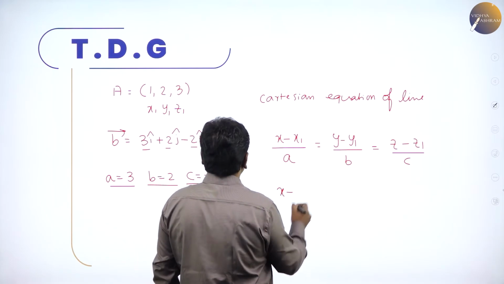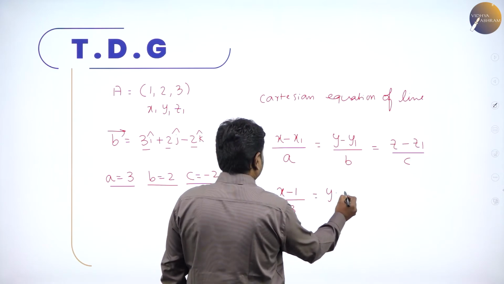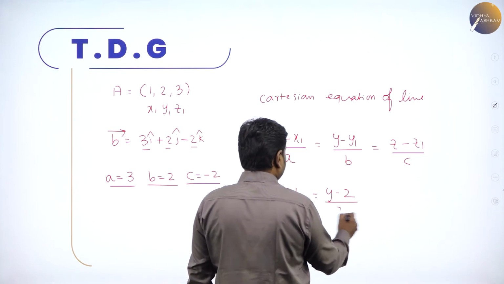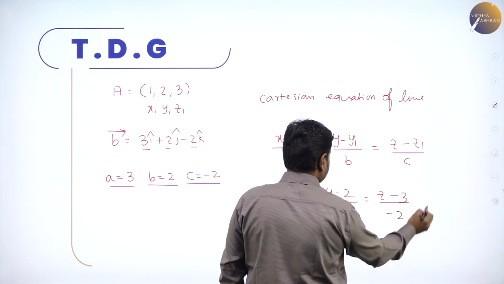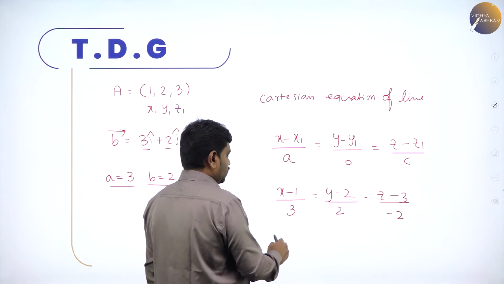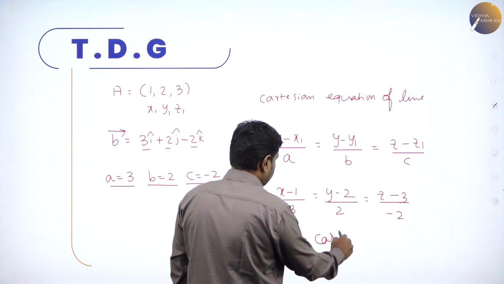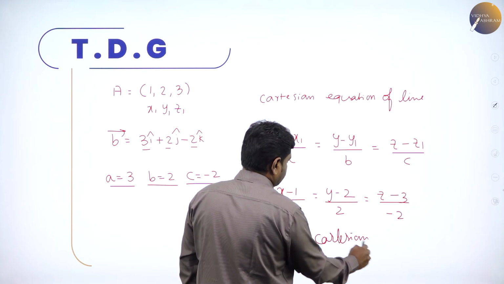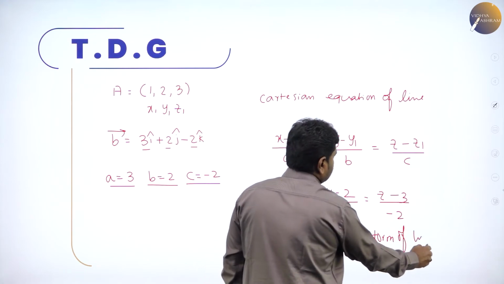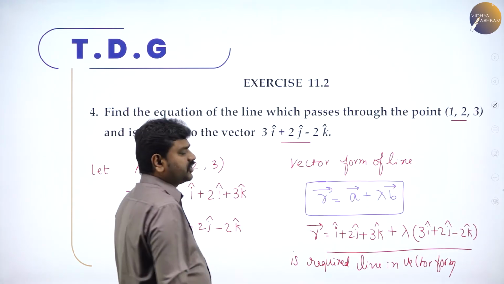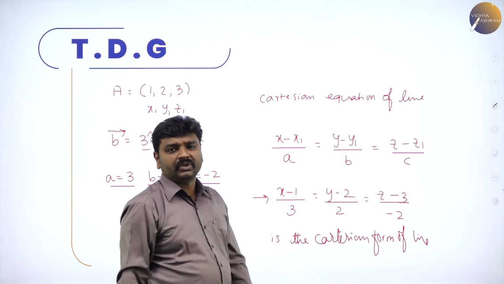So it becomes (x minus 1)/3, (y minus 2)/2, (z minus 3)/minus 2. So this is the Cartesian form of the line. They want the equation of the line, and they did not mention which form. So we got one vector form and one Cartesian form.